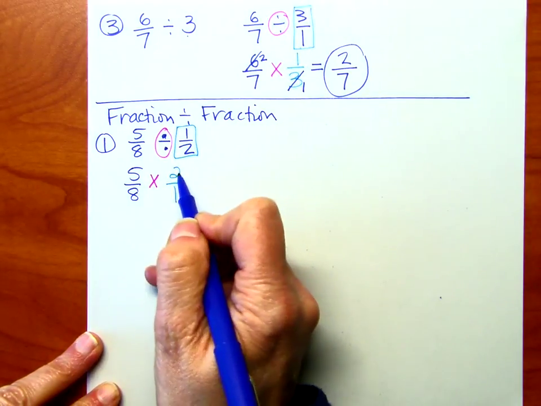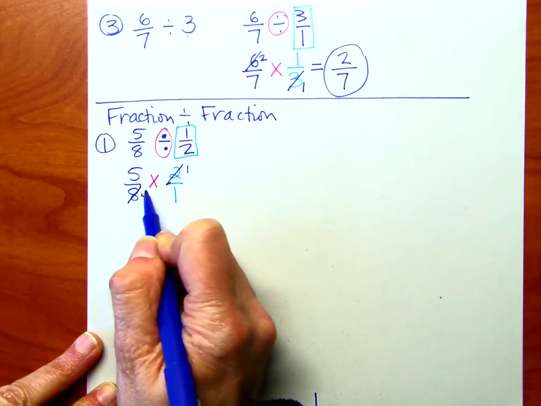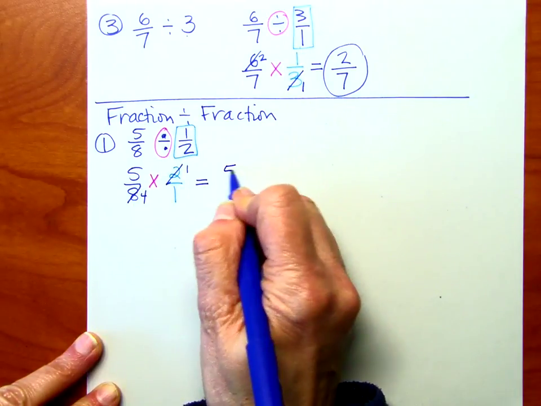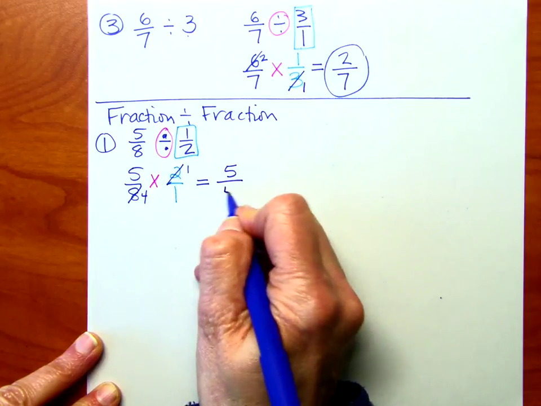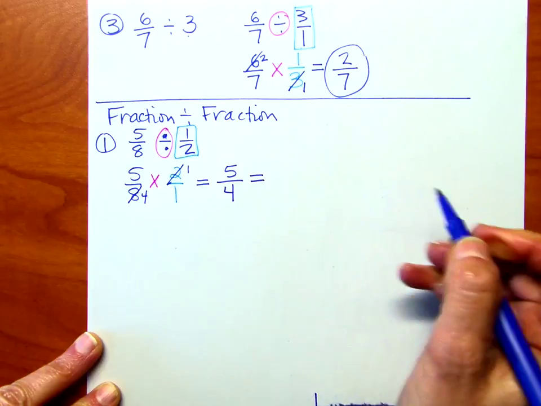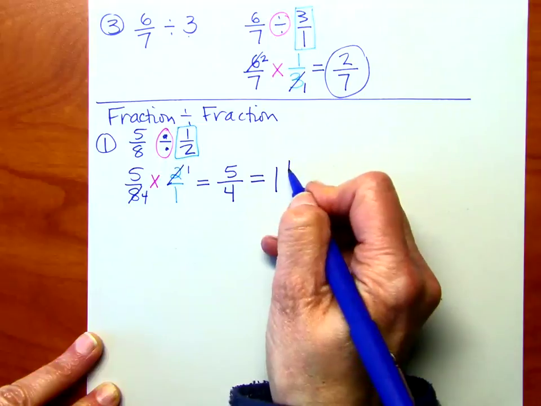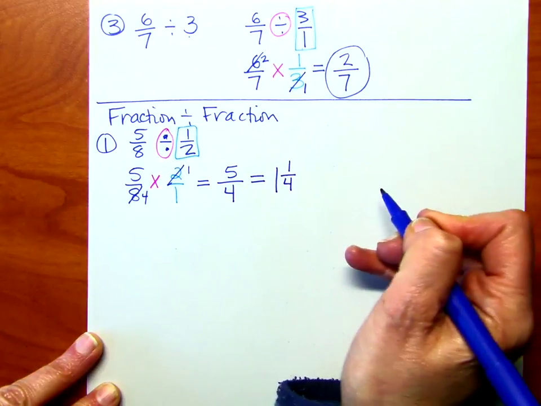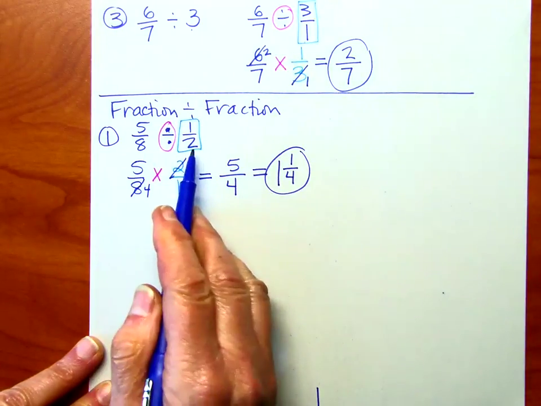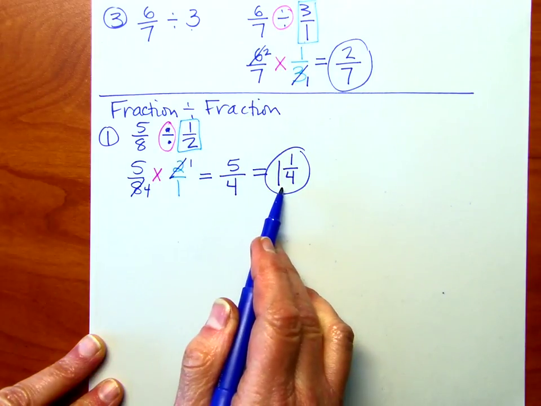Looks like we can reduce. 2 goes into 8 4 times, and 2 goes into 2 once. So I'm just going to rewrite that, and I'm going to multiply across. So 5 times 1 is 5. 4 times 1 is 4. This is an improper fraction, so we need to make it a mixed number. 4 goes into 5 one whole time with 1 left over, so we have 1 1/4. So if we were to take 5/8 and divide it into 1/2 pieces, we would have 1 1/4 of those pieces.